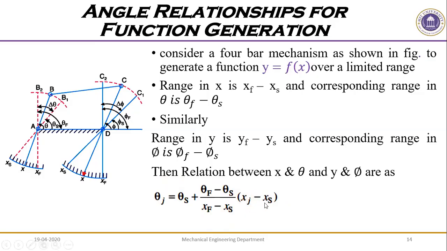I think yesterday Nikhil had asked me about this theta and phi. So this relation is there in this case. Now same for phi also, for output link: phi j equals phi s plus (phi f minus phi s), meaning range for angular displacement at output link, times the ratio of the range for linear displacement for output link, or function range, we can say yf minus ys, and this yj minus yf. If you calculate phi 1, over here y1 will be there. If you calculate phi 2, over here y2 will be there.